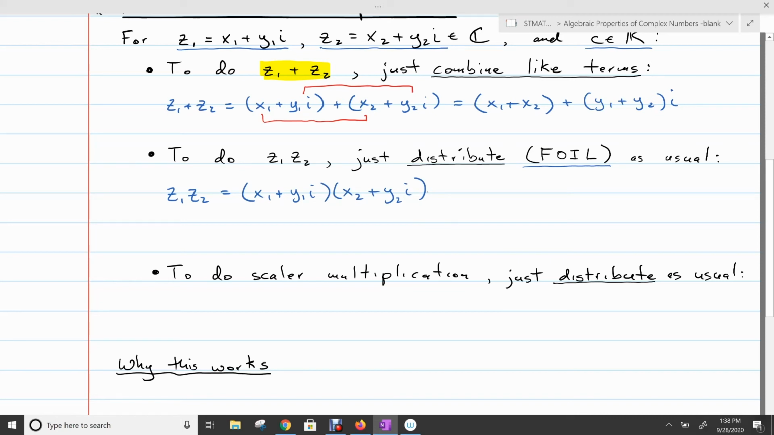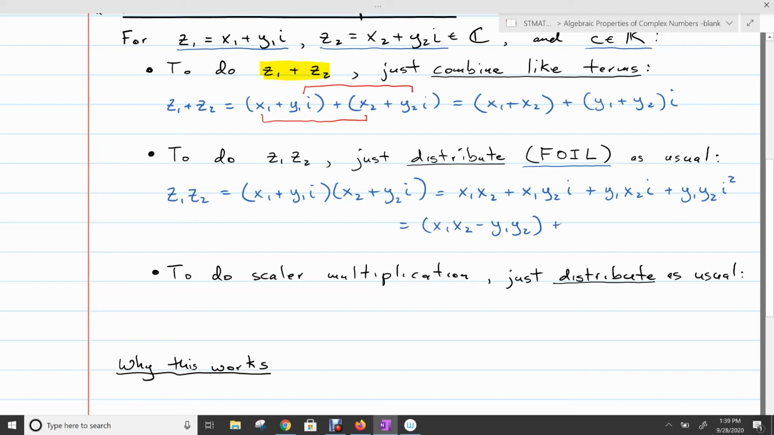So multiplying the first terms, you get x1 x2, and then multiplying the outer terms, you get plus x1 y2 i. Then you get plus y1 x2 times i. And then the last term is going to be y1 y2 times i squared. But we remember that i squared is equal to negative 1, so this becomes x1 x2 minus y1 y2. So I'm gathering the real parts here.